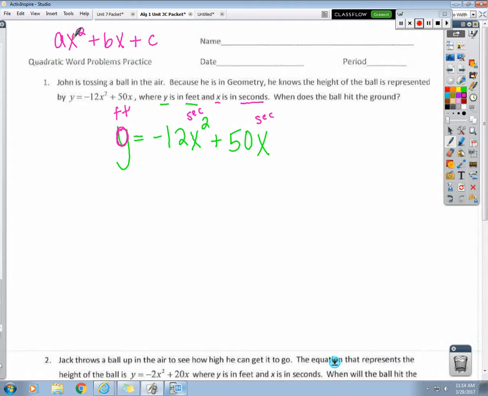A is always sitting beside the squared term, b is always sitting beside the linear term, and c is the number that doesn't have a variable at all. So over here, what's your a value? What's your b value? 50, and what's your c value? Right, there is no c, so it's 0. So now first we find the discriminant. What do I mean when I say find the discriminant?